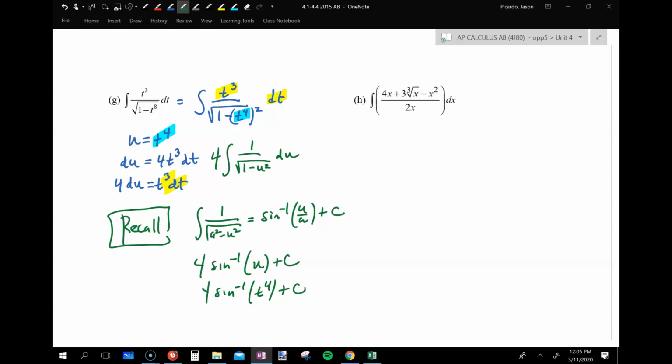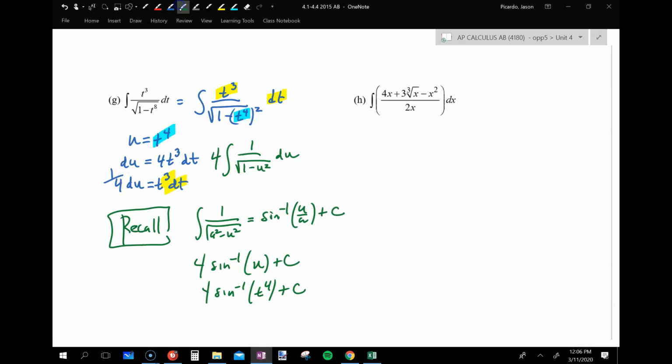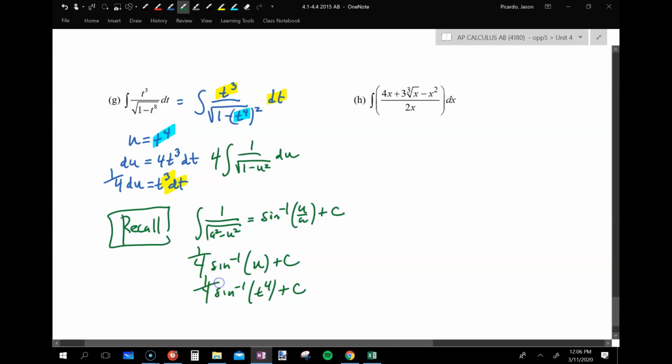If you just, oh guys, I made a mistake. Hang on. Right here. It shouldn't have been a 4, it should have been a what? 1/4. Sorry. This should be a 1/4. So this should be a 1/4, this should be a 1/4.